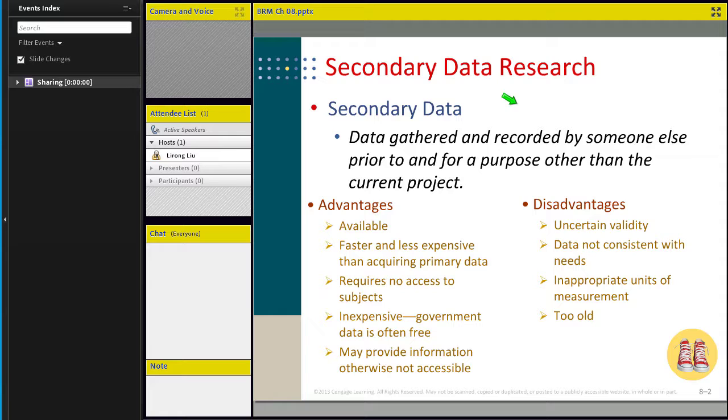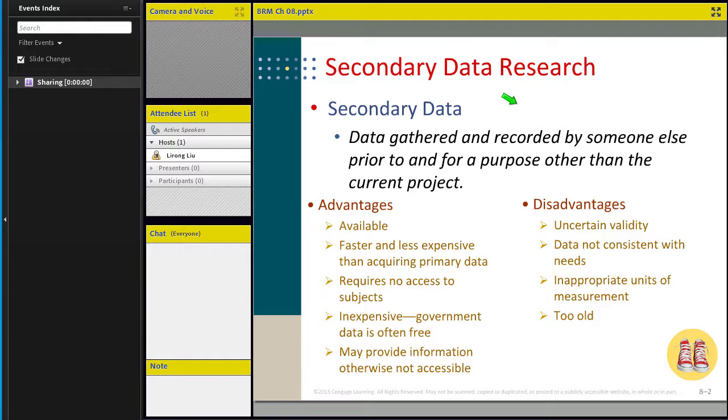So first of all, as I mentioned, secondary data are data collected by someone else prior to and for a purpose other than the current project. Okay? Using secondary data, there are advantages that are not shared by primary data, which means if the researchers collect data themselves, they are called primary data. And if the data are collected by someone else for a different purpose, they are called secondary data.